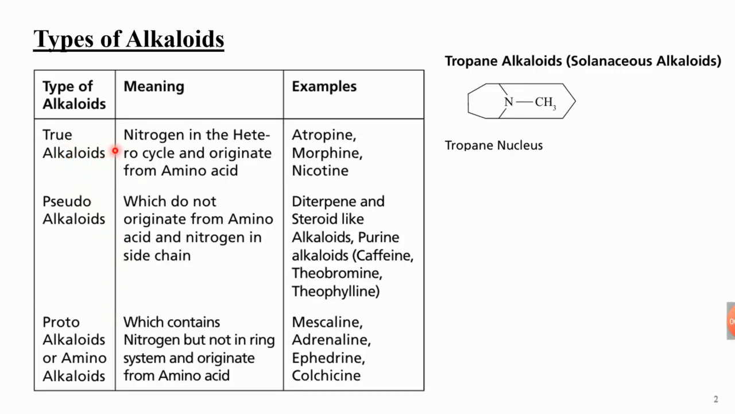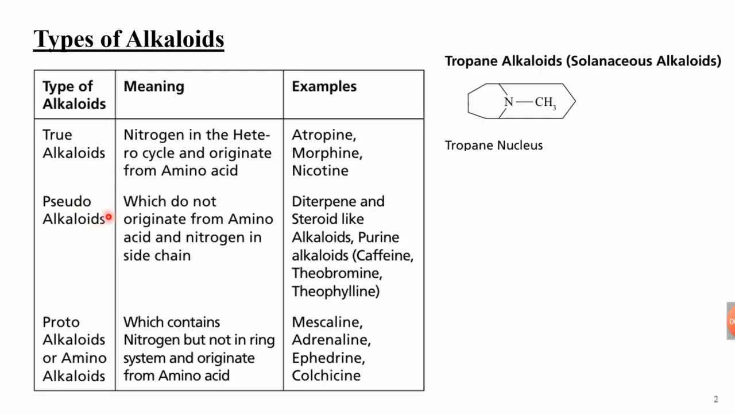In case of true alkaloid, the nitrogen atom is present in the ring structure, or it is a part of the heterocyclic ring, and this type of alkaloid originates from amino acids. Examples include atropine, morphine and nicotine, and many other alkaloids are true alkaloids.